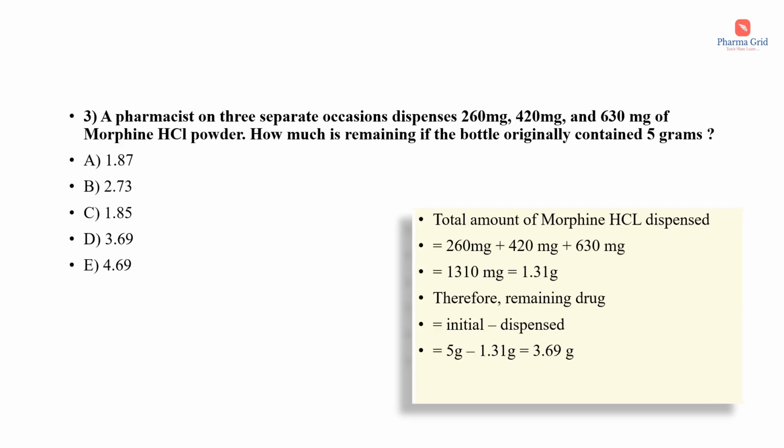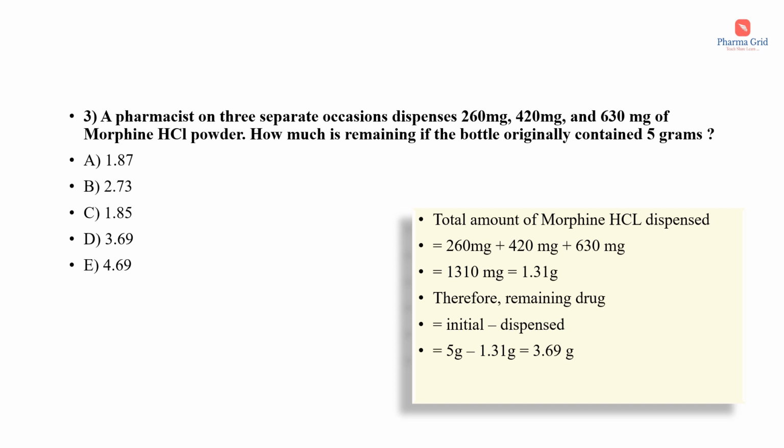Question number 3. A pharmacist on 3 separate occasions dispenses 260 mg, 420 mg and 630 mg of morphine hydrochloride powder. How much is remaining if the bottle originally contained 5 grams? In the question they have given the dispensed quantity by the pharmacist on different occasions and the original quantity. So we need to find out the remaining quantity in the bottle.